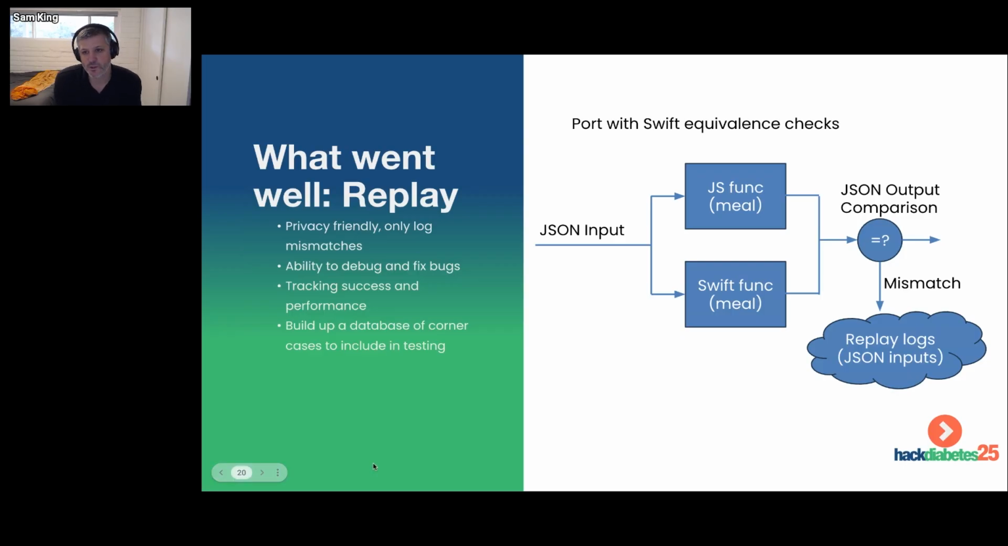Of the things that we did, one I'm really happy with is that the way we built this was very privacy friendly. As a first principle from the start, end user privacy was a strong consideration. CGM and insulin data is very sensitive, but we put a lot of time and thought into coming up with a good way where we could make sure that the algorithm was correct, but at the same time respect people's privacy. Second, it gave us the ability to actually debug problems.